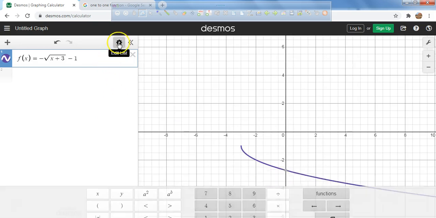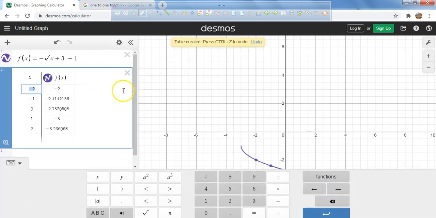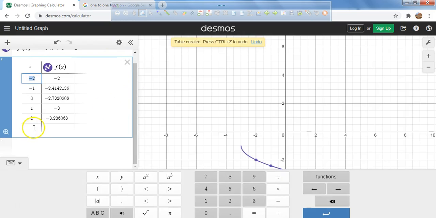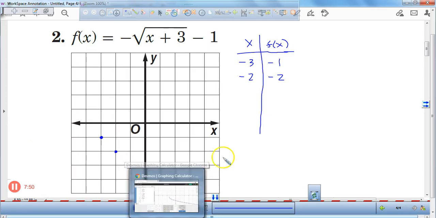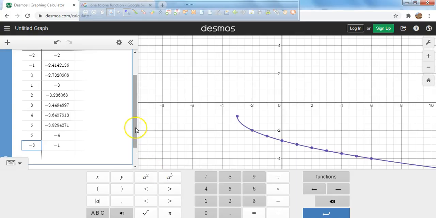And we're going to make a little table here. We're going to find some ordered pairs that work in the graph. So I have it in Desmos. All right. So we have -3, -1. We also have 1 and -3 right here. So I'm transferring this over.